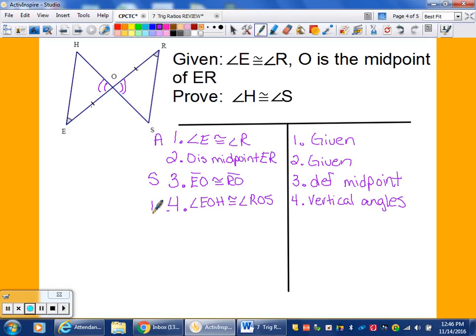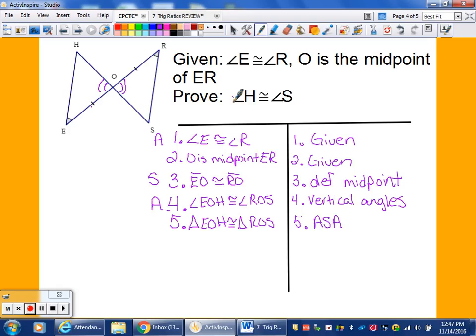Now, that's another angle, right? So I look, is this angle side angle? Yes. So have I proven that these triangles are congruent? Yes. So my next step is to write that the triangles are congruent. Triangle EOH is congruent to triangle ROS. By what? ASA, angle side angle. Good.